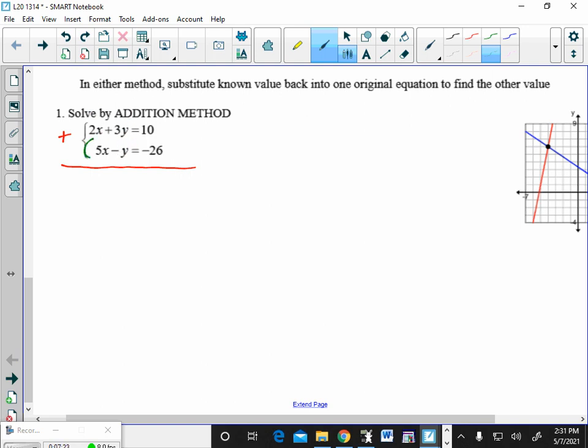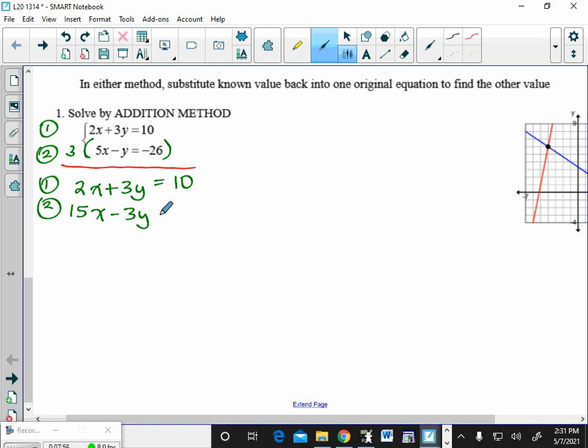And I like that I could multiply this equation by 3. Because if I multiply this second equation by 3, let's see what happens. So here's my first equation, here's my second equation. I'm going to go ahead and write these down again. So 2x plus 3y equals 10. Now 15x minus 3y equals a negative 78.